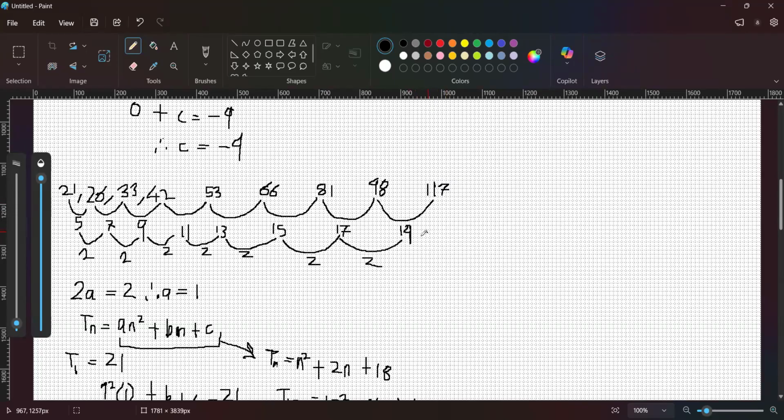So I think we need to go one more time. 19 plus 2 is 21. And 117 plus 21 will actually give us 138. So yes, that's the 10th term.